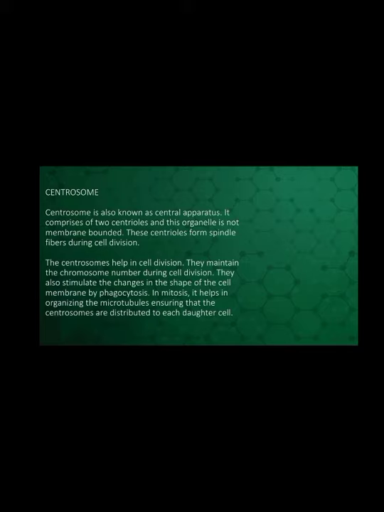And next one is the centrosome. Centrosome is also known as central apparatus. It comprises of two centrioles and this organelle is not membrane bounded. These centrioles form spindle fibers during cell division. The centrosome helps in the cell division. They maintain the chromosome number during cell division. They also stimulate the changes in the shape of the cell membrane by phagocytosis. In mitosis, it helps in organizing the microtubules, ensuring that the centrosomes are distributed to each daughter cell.